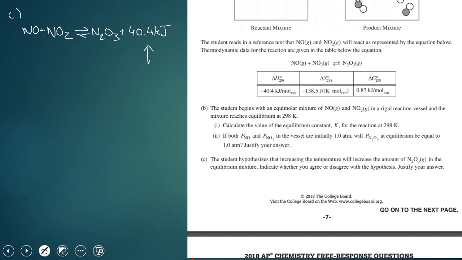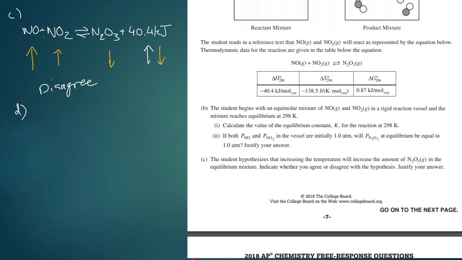I'm going to mark that in white. So we increase our temperature. What's going to happen is that Le Chatelier says that this temperature is going to decrease because we are going to shift to the left. In response to an increase on the right-hand side, we are going to shift towards the left. So everything on the left is going to increase, everything on the right is going to decrease. And so, based on Le Chatelier's, we can say that we disagree with the student's claim. The reason why being that it will actually decrease N2O3 because Le Chatelier's favors the formation of reactants and the usage of the products. Okay.